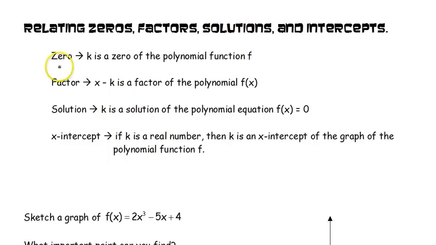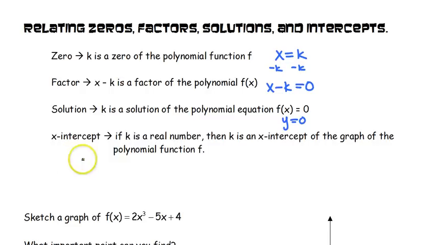So we're going to start with a zero. If we have a zero, that means k is a zero of the polynomial function, so we've got x is equal to k. That is a zero on our graph. If it's a factor, we've got x minus k. So if I have a factor, that's when it's set equal to 0. I'm going to move that k over by subtracting k from each side, and we've got x minus k is equal to 0. If it's a solution, k is a solution of the polynomial function when f of x is equal to 0. That means when y is equal to 0.